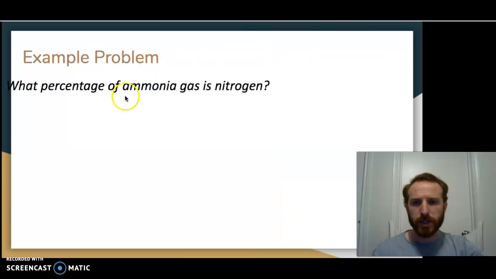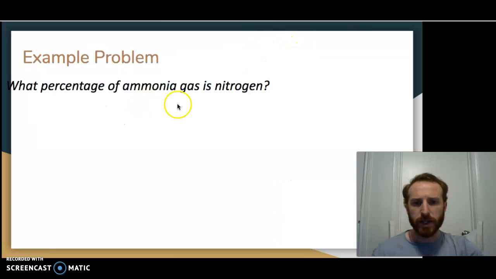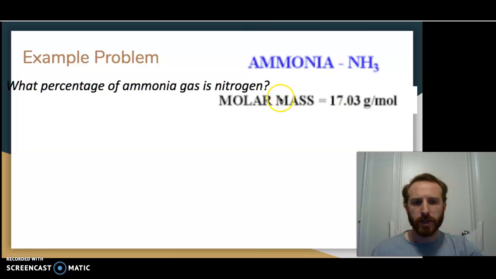Let's look at the percentage of ammonia gas that is nitrogen. Here the question is asked differently. In the last one, the percent composition of sodium chloride, I wanted all elements. In this one, I just want nitrogen. So ammonia is NH3, and we start by figuring out the molar mass of NH3.